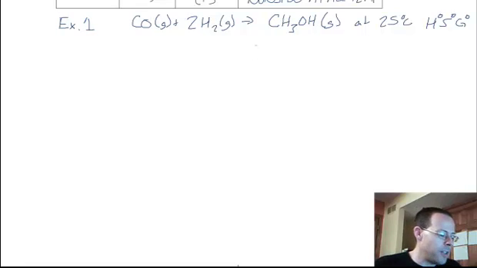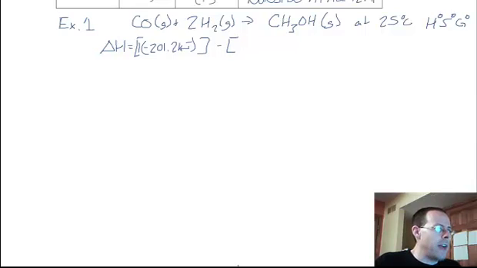Okay, so if we have this equation, we calculated our delta H. All right, so delta H, we're going to take our products minus our reactants. So if we look up methanol in the back of the book, we're going to find that it has a value of negative 201.2 kilojoules per mole. All right, and we're really going to multiply that by 1 because that's our coefficient in front. And then we're going to subtract from that the sum of our reactants. So we have 1 carbon monoxide, and its value is negative 110.5 kilojoules per mole. And then we have 2 hydrogens, so plus 2 times.